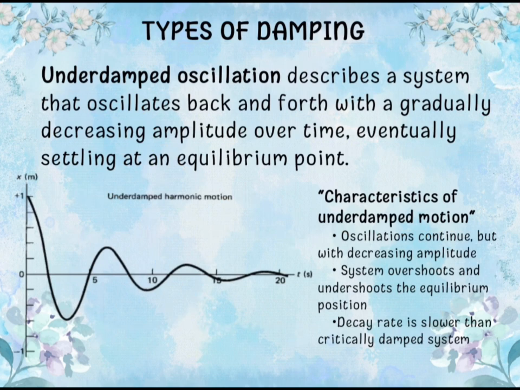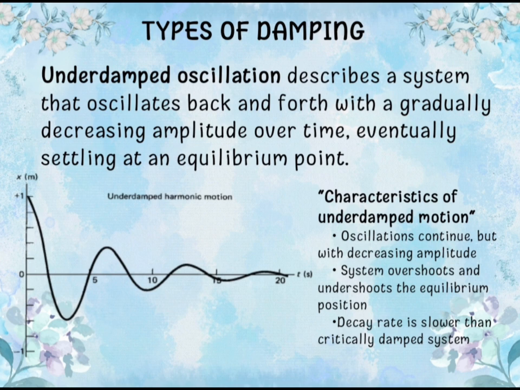Let's discuss underdamped oscillation. In underdamped oscillation, the system keeps moving back and forth, but each swing gets smaller until it stops at the center. This means the object still oscillates, but its energy is slowly lost. Some examples include a car suspension, or a pendulum swinging in air.